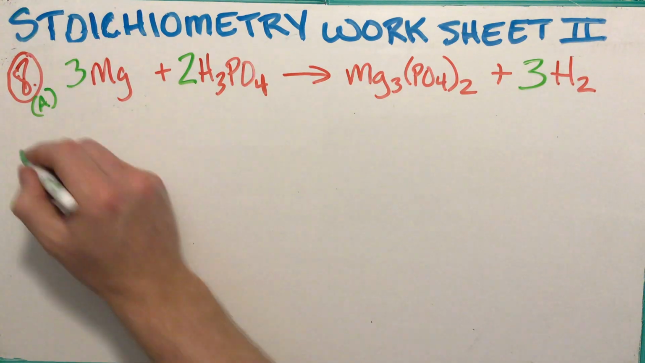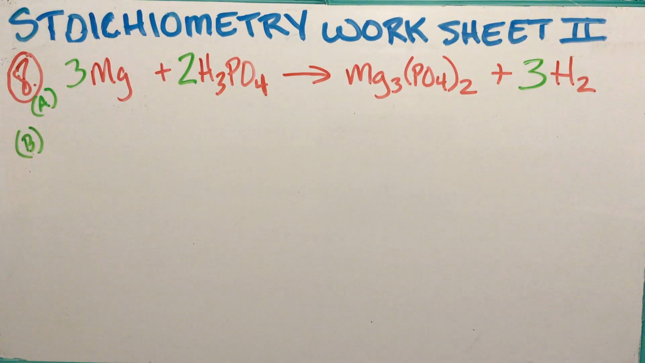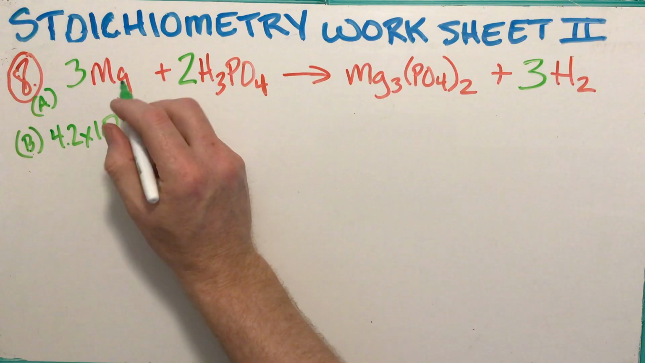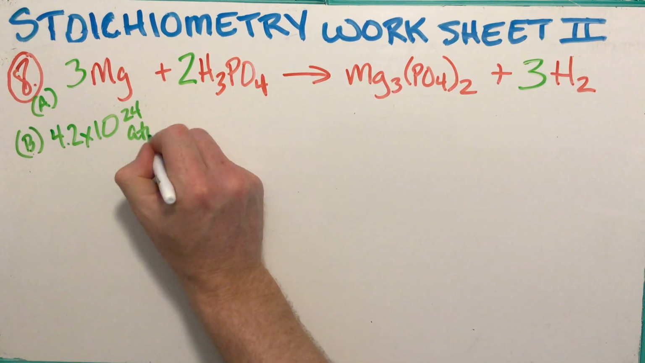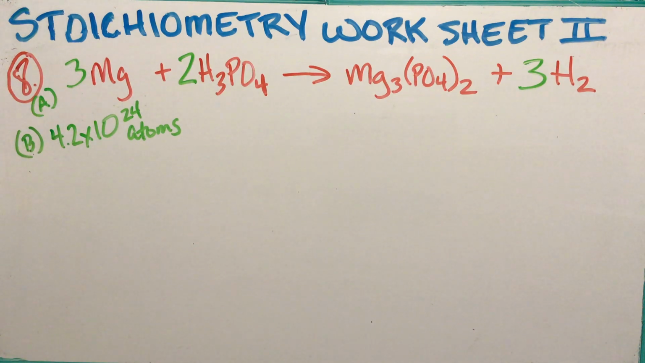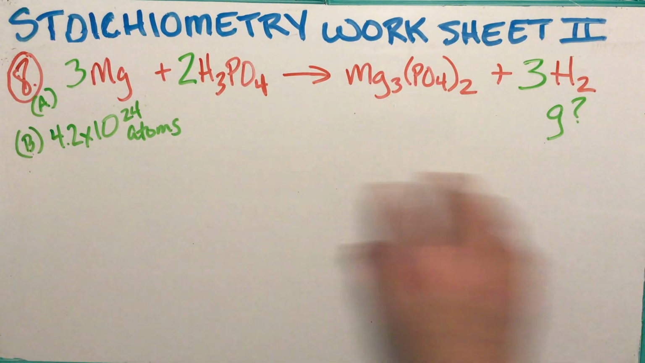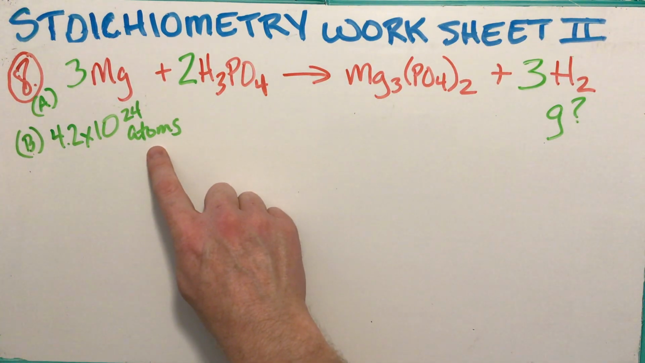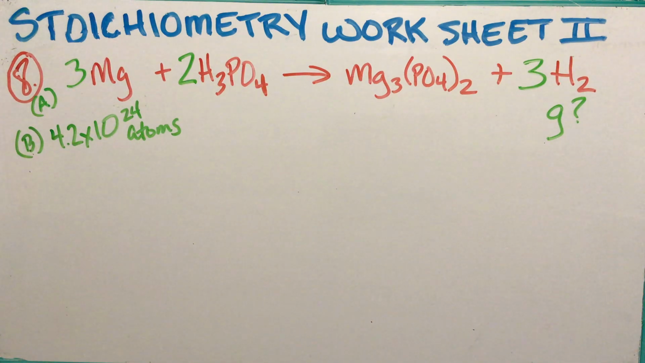A was doing the equation. Part B, it says for the magnesium, I have 4.2 times 10 to the 24 atoms of magnesium, and wants to know how many grams of hydrogen gas will be produced. All right. So with this one, I'm not starting with mass. I'm starting with atoms. And I can't go atoms over to here because I'm using the mole ratio, and this isn't moles. It's particles, right? It's atoms. So I have to turn my particles into moles, and we've done that before, right?